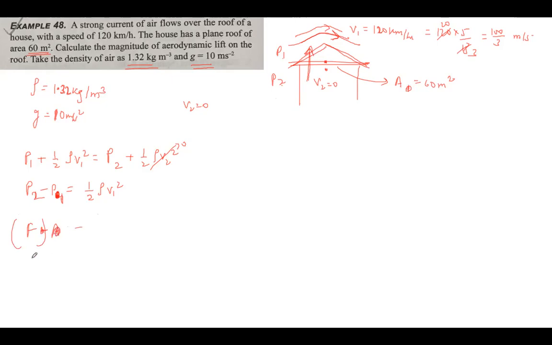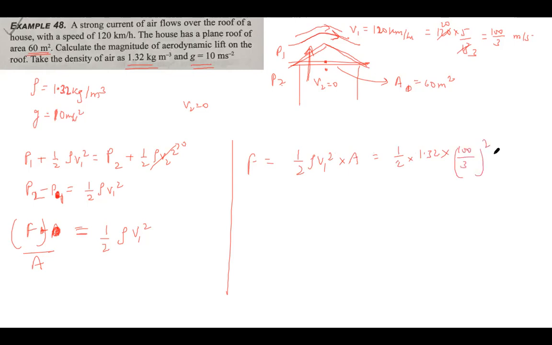Sorry, F by A is equal to force per unit area, which is pressure. P2 minus P1 is F upon A, half rho V1 square. We have to calculate the force. So F is equal to half rho V1 square into A. So we put the values: half into 1.32 into V1 square, which is (100 by 3) whole square, into area, which is 60.